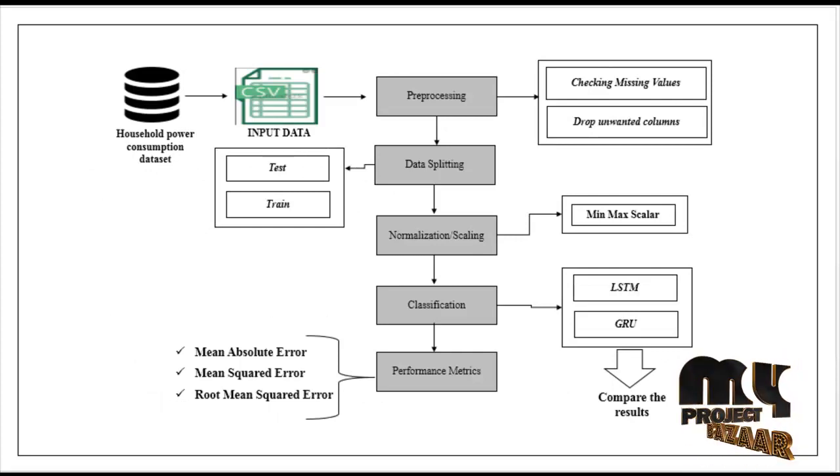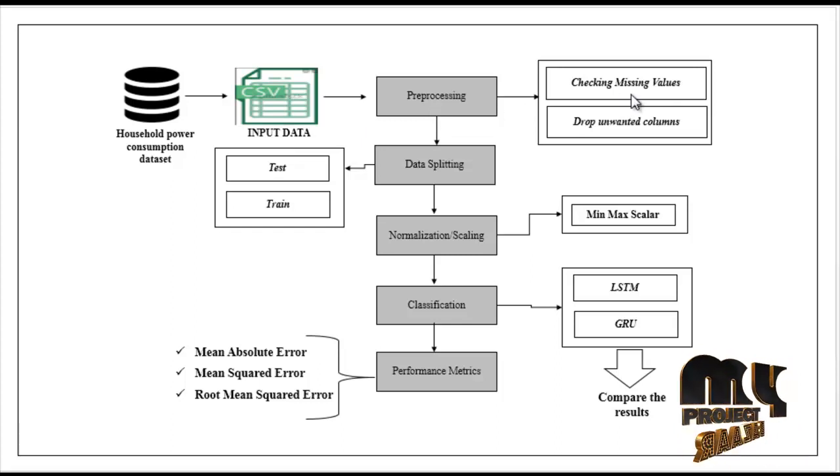Then we are going to see the flow of our project. First we take the household power consumption dataset. That dataset was collected from dataset repositories like Kaggle, GitHub and UCI. Then we select our input data, that is the selected data. The data is in the format of a .csv file. The selected input data is carried to the pre-processing step.